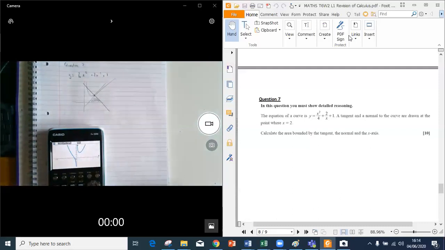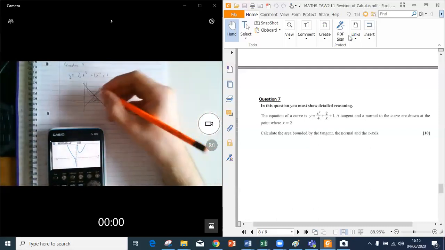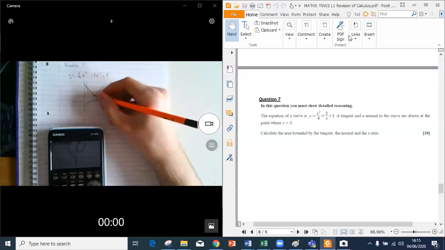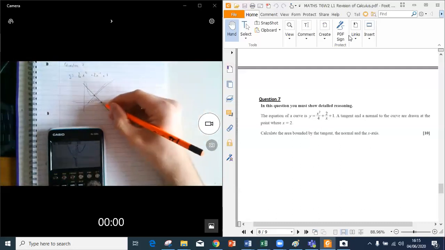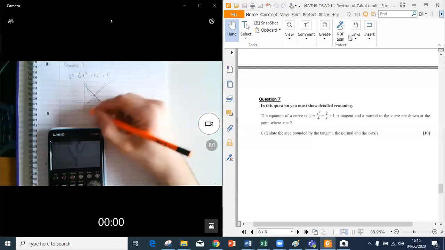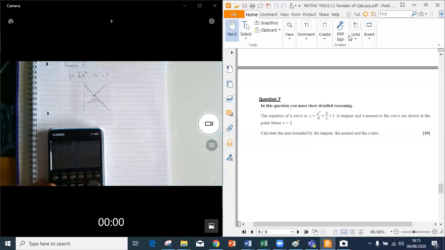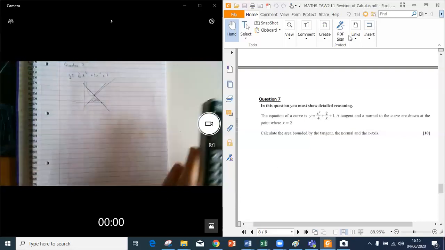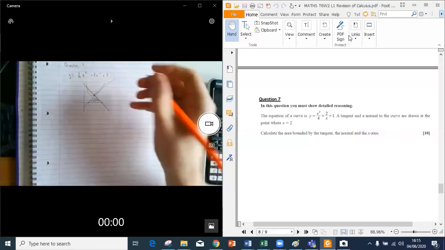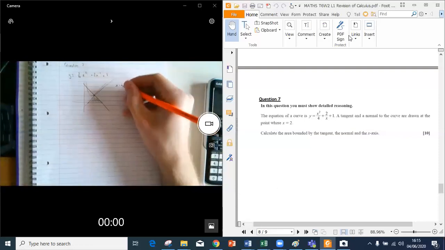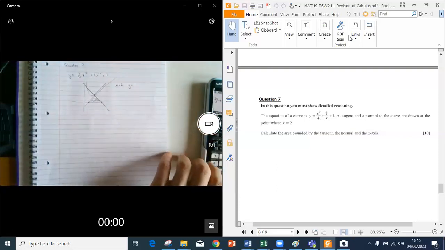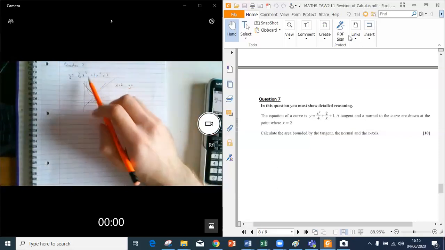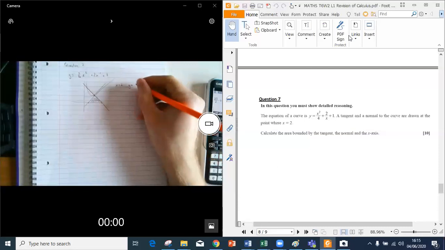So what we need is the height of the triangle. So the height of the triangle would be the y coordinate here. Then we need the length of the triangle. So we need these two x values here. So we need the intersections. So let's do this bit by bit. So first of all, let's get the y coordinate. So when x is 2, we sub it in there. 4 over 4 is 1, 2 over 2 is 1, so y is 3.